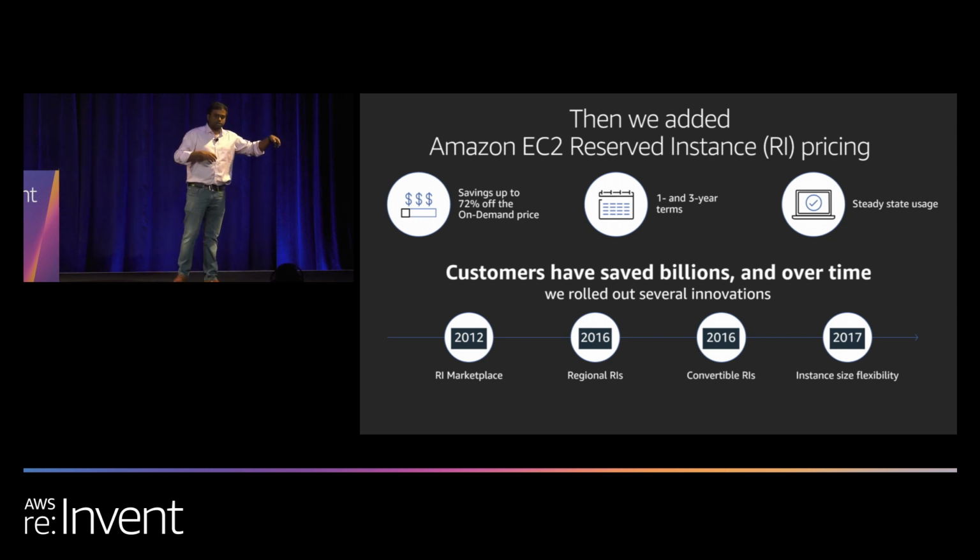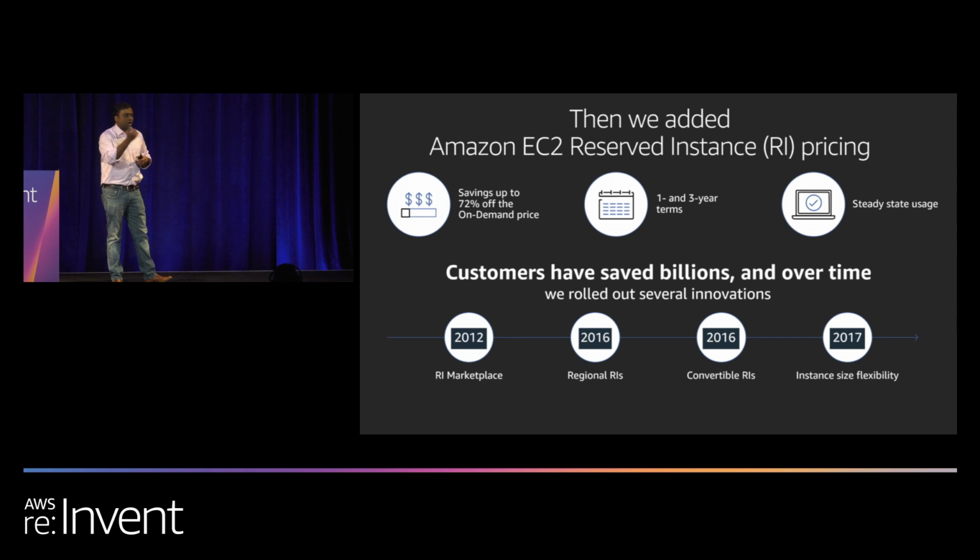So if you have an M5 extra large and your needs change and you want to move to C5, you could do that with a convertible RI. And finally, we launched instance size flexibility on regional RIs.